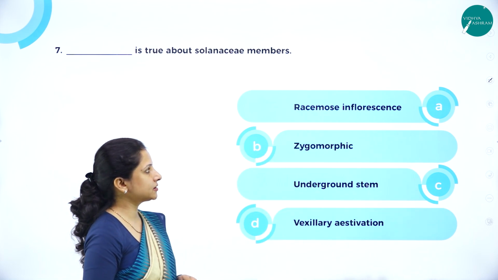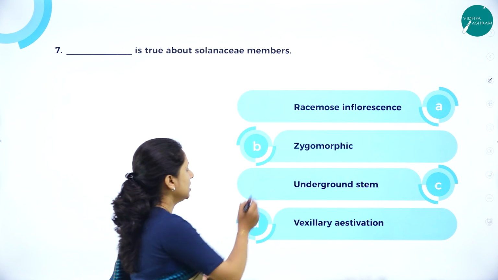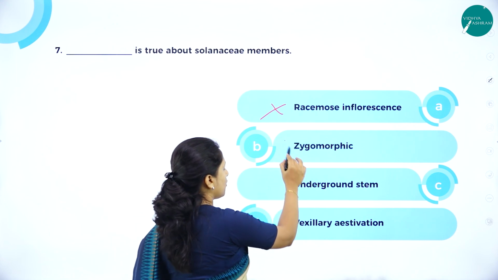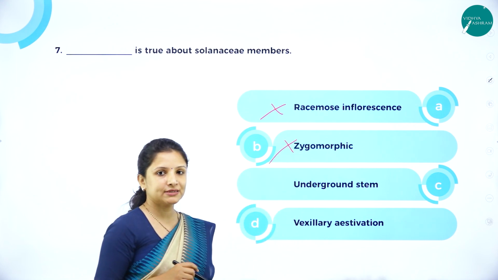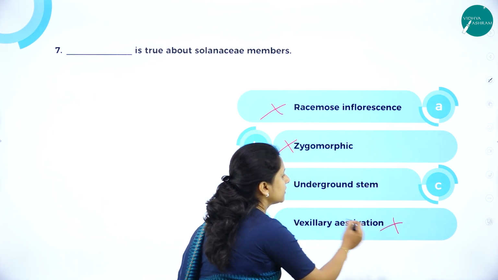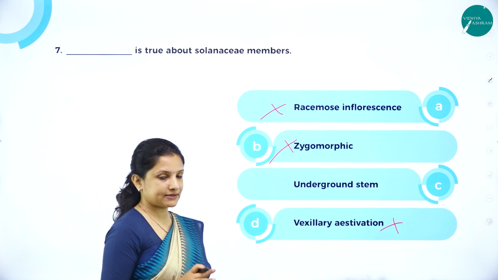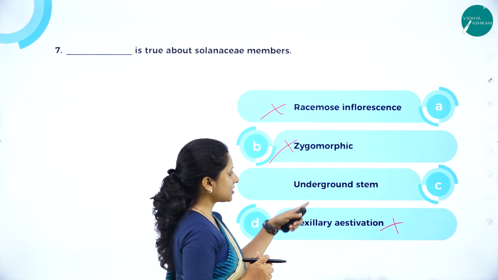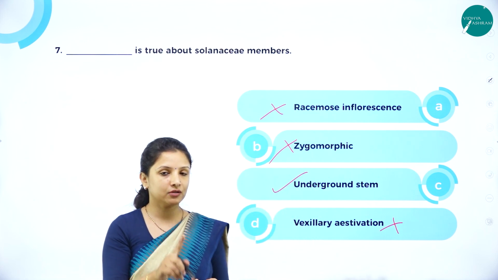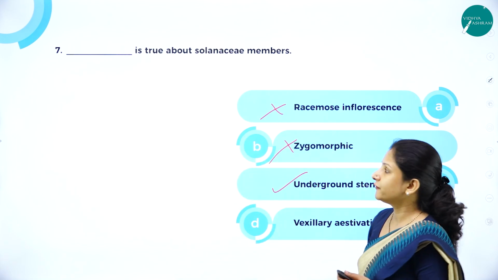Next, dash is true about Solanaceae members. Racemose inflorescence, no, because Solanaceae members have cymose inflorescence. Zygomorphic, no, because they have actinomorphic flowers. Vexillary estivation is also wrong because they have valvate estivation. The right answer here is underground stem, especially potato. Potato is one of the Solanaceae members that has an underground stem. So option C is the right answer.